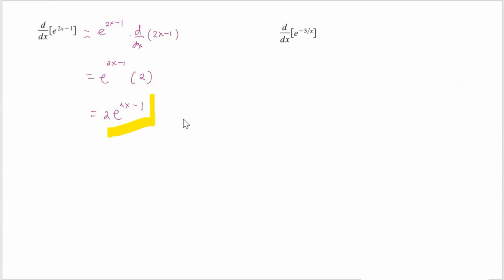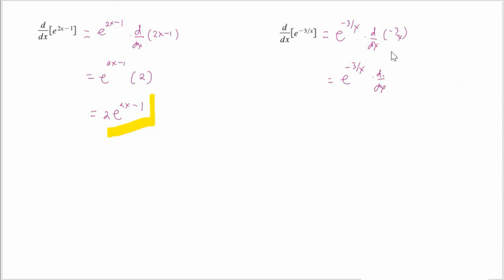For number 2, we have the derivative of e raised to negative 3 over x. In a similar manner, I can write now e raised to negative 3 over x times the derivative of the exponent. We have negative 3 over x, we'll just rewrite this one, negative 3 over x times the derivative of this.